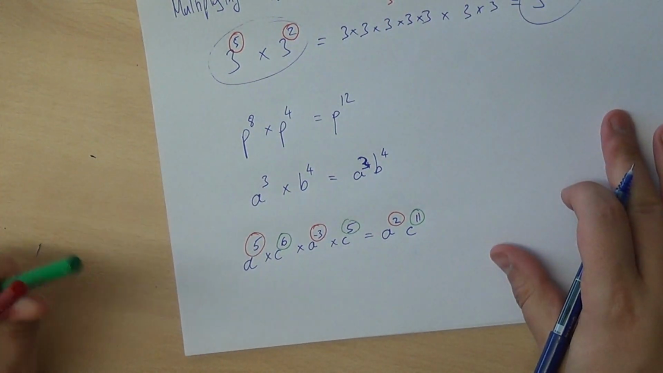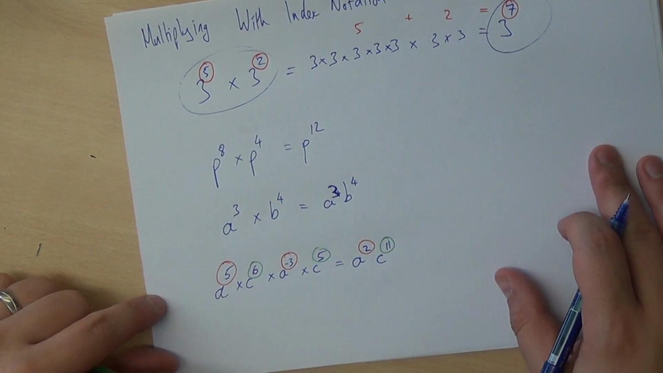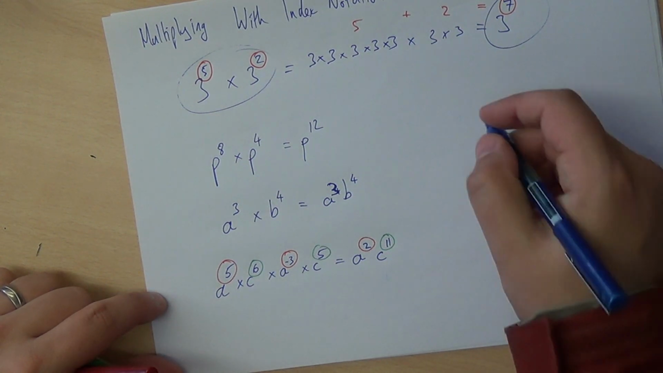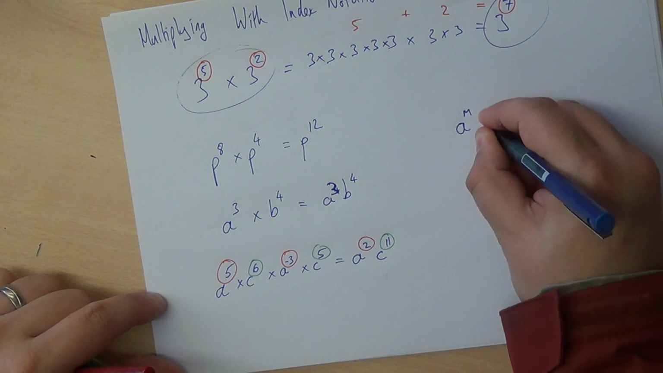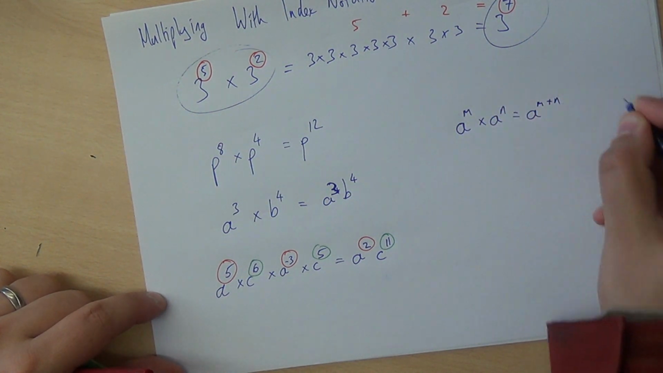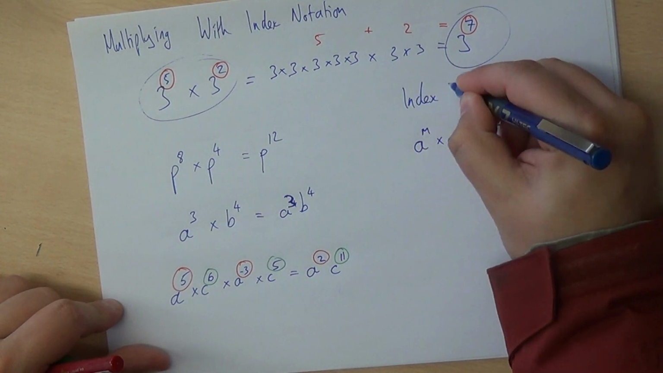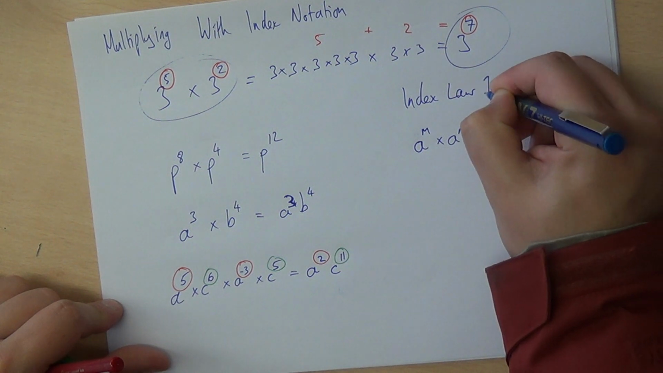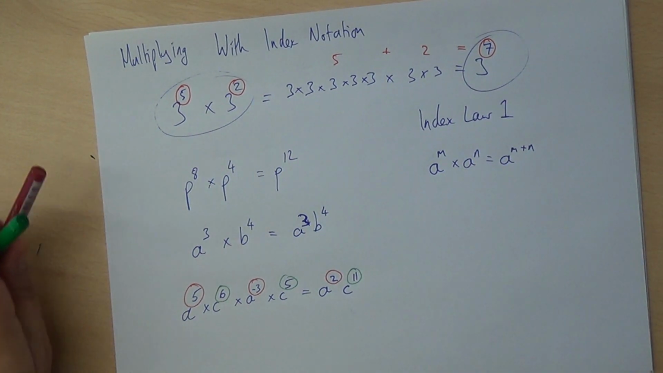So when you're multiplying things which have indices in, have powers in them, as long as they're in the same base, you can just add the powers together. You'll see this in textbooks, usually written this way. A to the m times a to the n is a to the m plus n. That is index law 1. And there are 2 others I'm going to show you, hopefully. Enjoy!